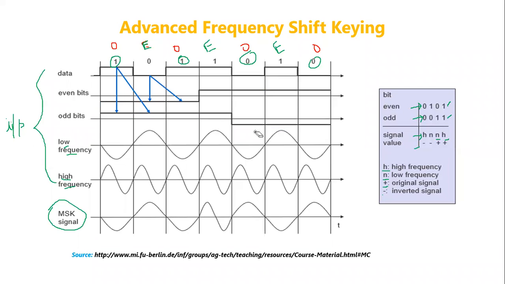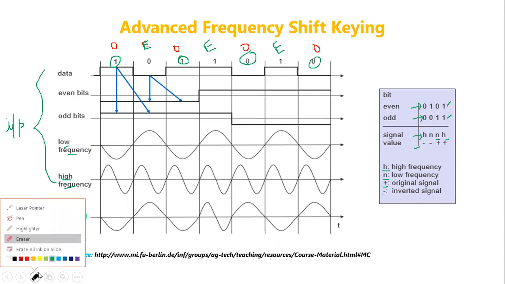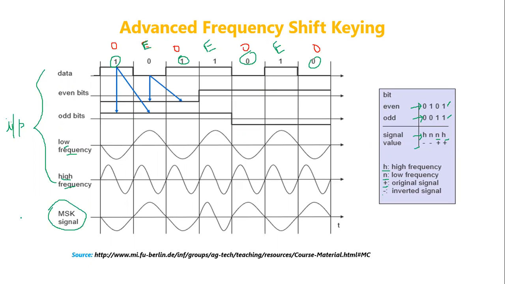First we should know what the even bit and the odd bit are. In the first clock pulse, the even bit is 0 and the odd bit is 1. If even is 0 and odd is 1, the resultant signal will be the original low frequency signal. You see the original low frequency signal is like this, and the same thing comes here as it is. There is no change at all.